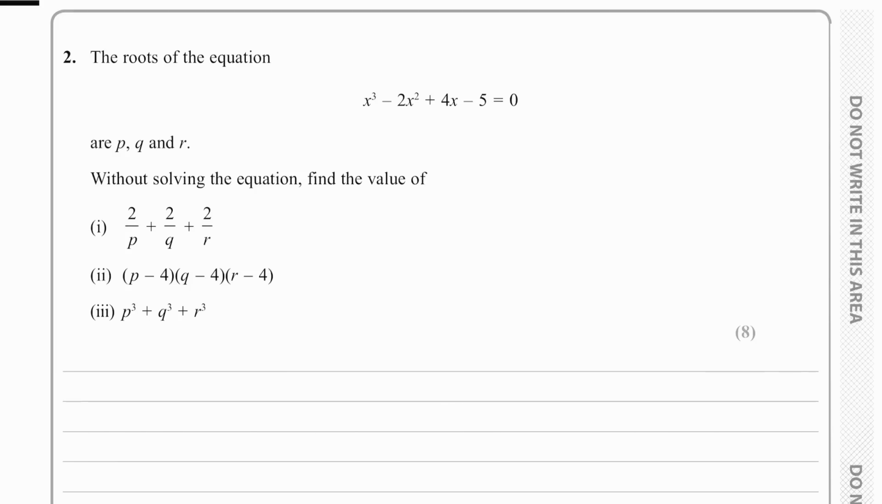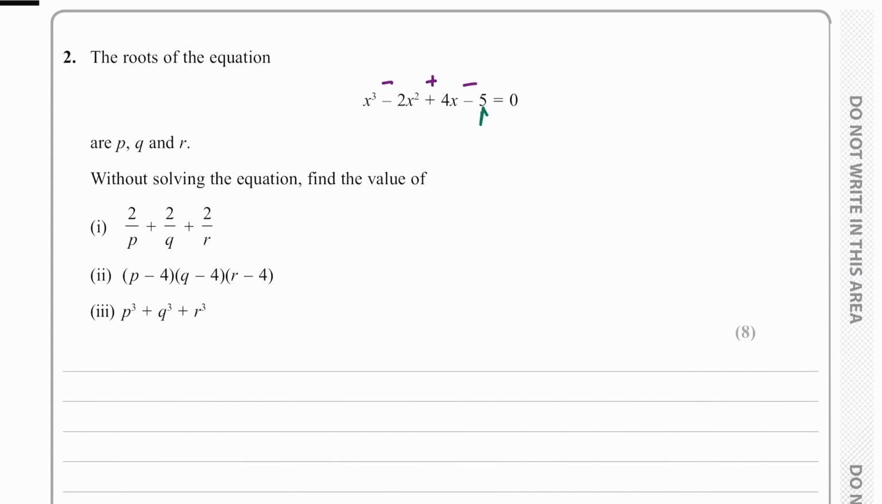Hi. So in this question, we've been told that the roots of this equation are p, q, and r. And without solving the equation, we've been asked to find the value of these three expressions. So the first thing we're going to do is mark on the positive and negative coefficients.